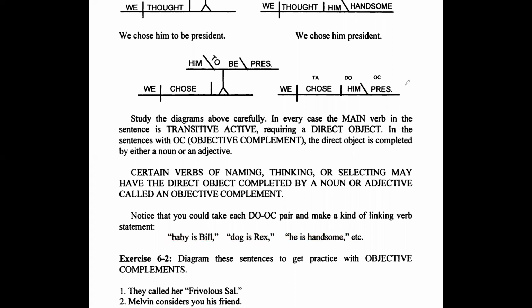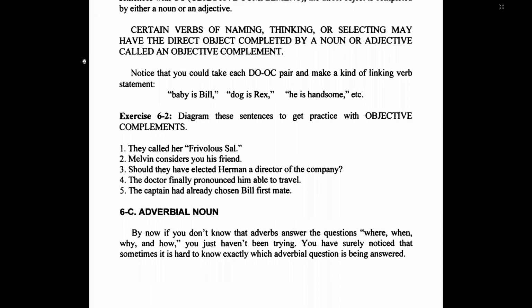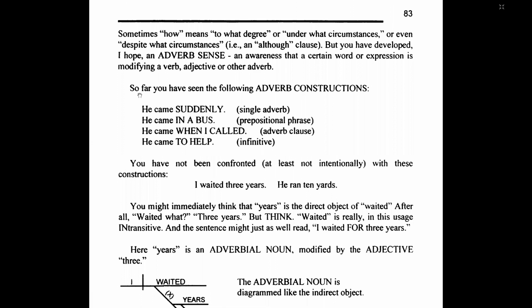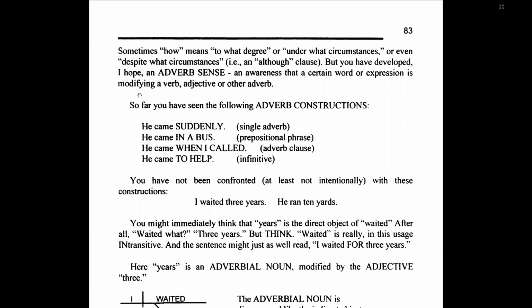Okay. The final one that we're going to go over, this final noun, is the adverbial noun. Now you all know about adverbs. You know that it's how, where, when, and why. If you don't know that by now, she even says you haven't been trying. So sometimes how means to what degree, or under what circumstances, or in despite what circumstances, i.e. in an although clause. But you have developed, I hope, an adverb sense, an awareness that a certain word or expression is modifying a verb, adjective, or other adverb.